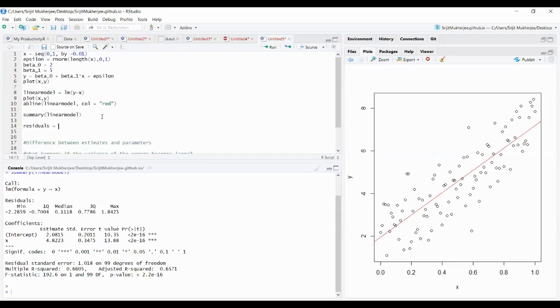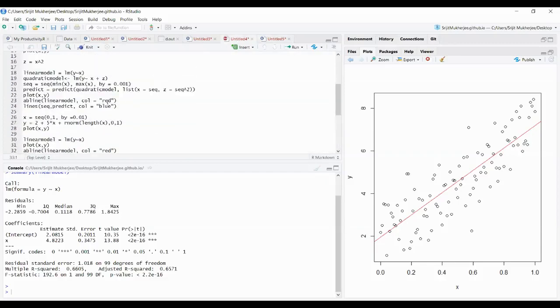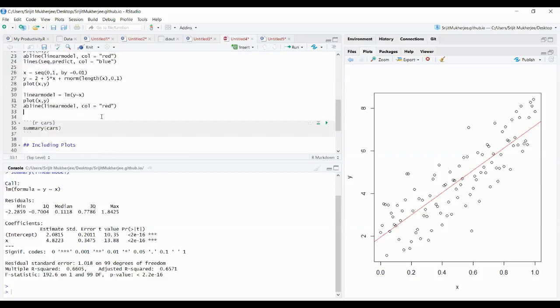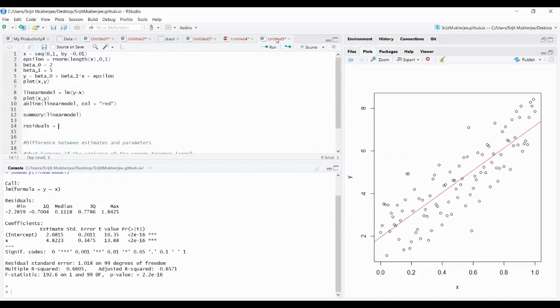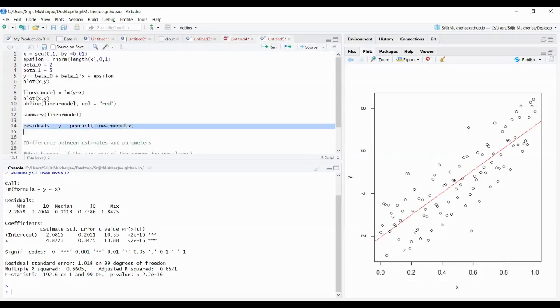Residuals is actually like y_i minus the predicted part. So let's predict this. It's actually y minus predict of the linear model, comma, the x. So this is the y_i hat part. And correspondingly, the beautiful aspect is that this is the residuals.